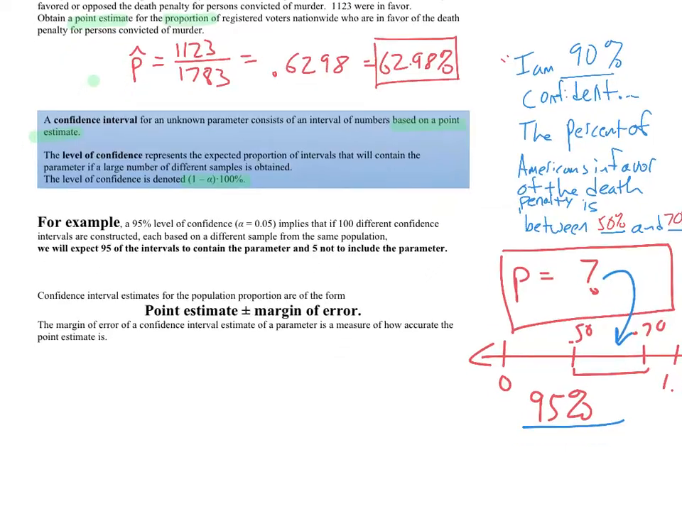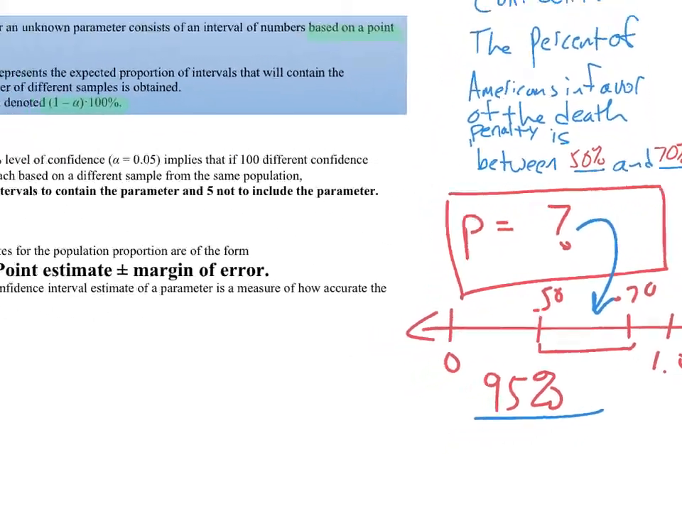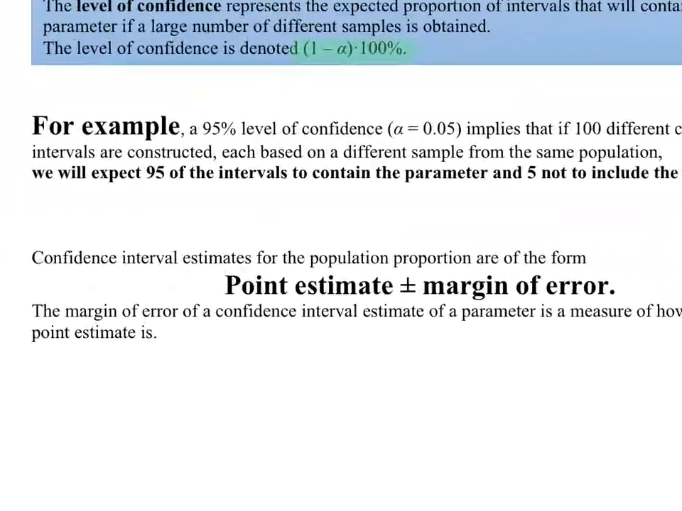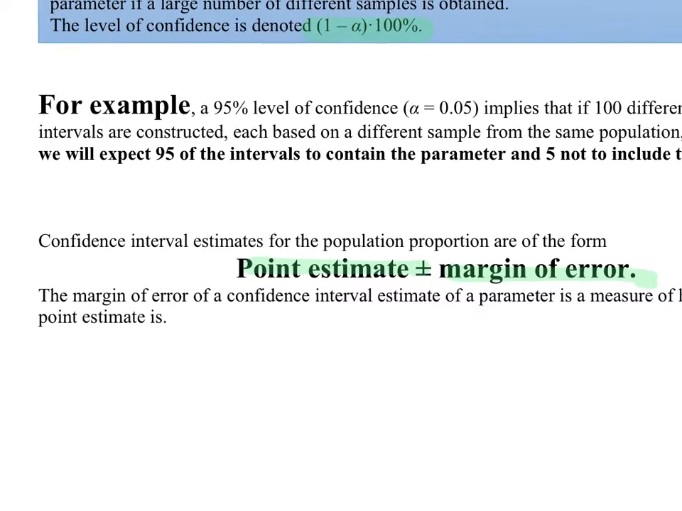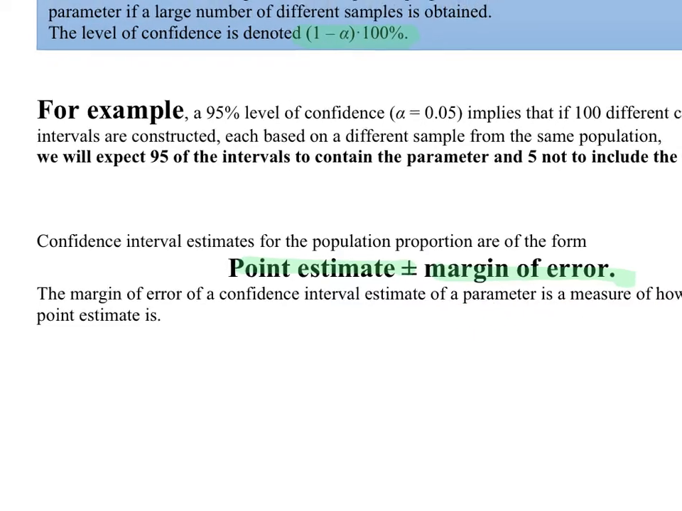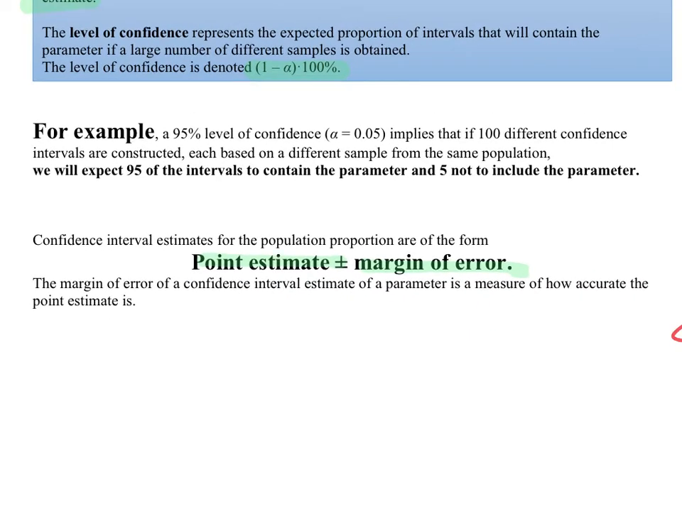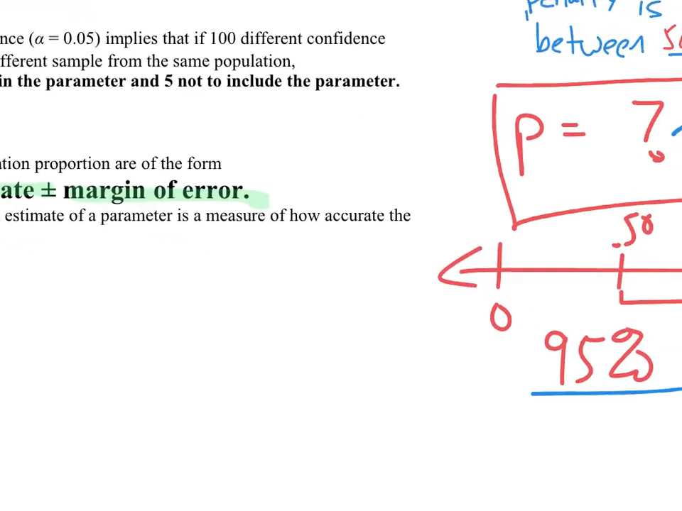So how do we get that interval there? Well, what we're going to do is take our point estimate and add and subtract a margin of error. So we're going to start with our estimate that we get from our survey, and then add and subtract a margin of error. The margin of error of a confidence interval estimate of a parameter is a measure of how accurate the point estimate is. So it kind of tells us how accurate it is.